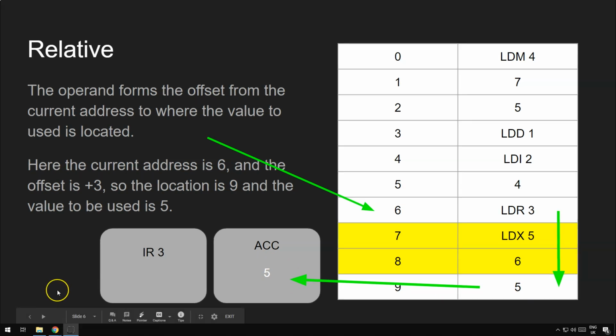So those are the five common forms of memory addressing, and that's it.